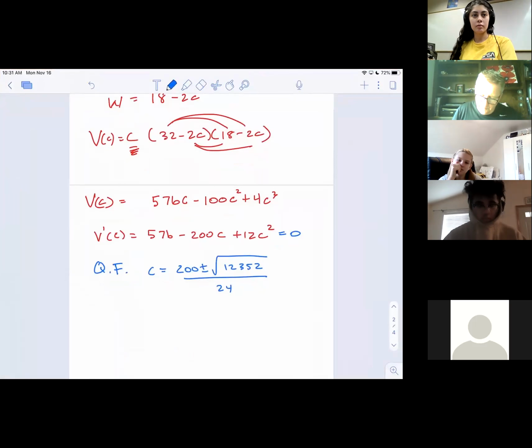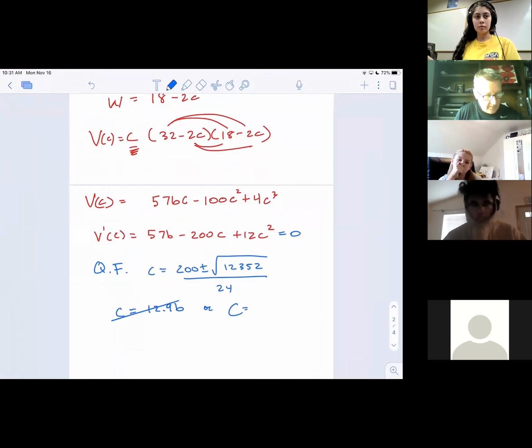But of course, because this is a real problem, you would not want to answer it exactly. You'd want an approximate answer. So I get two answers for this. One of them is 12.96, and that doesn't make any sense. Or C could be 3.7025187, and I'm going to write this whole thing down.